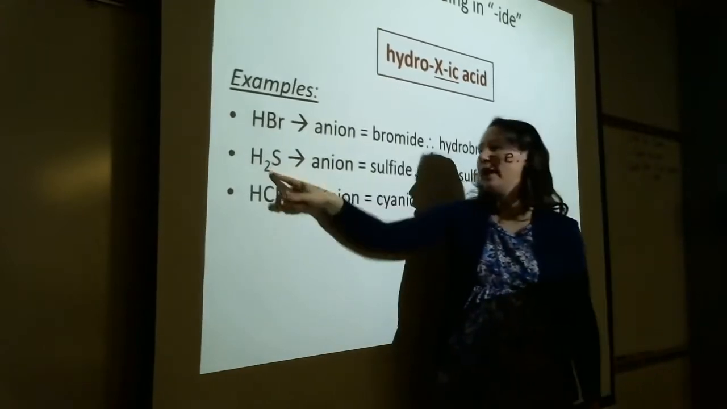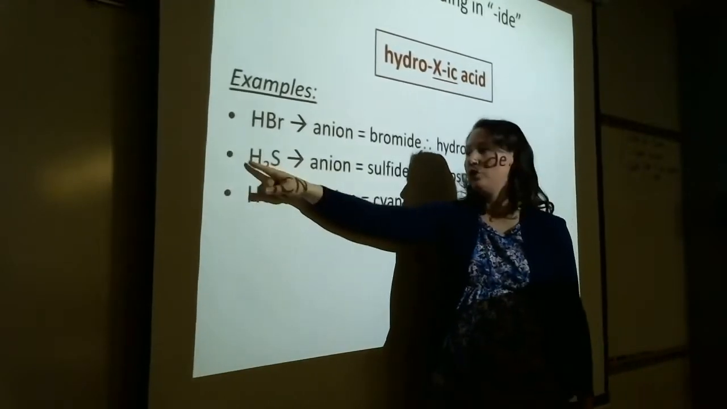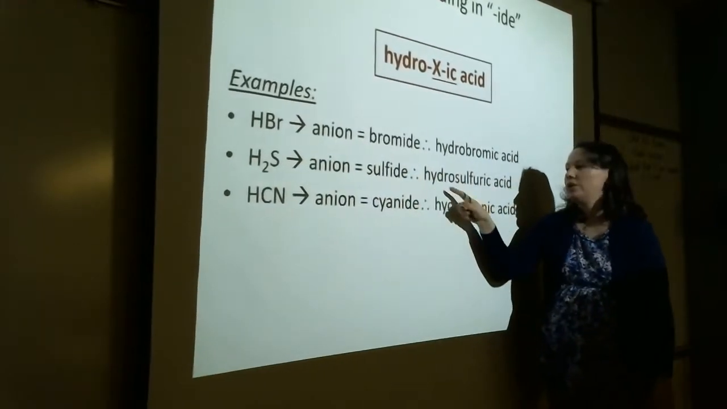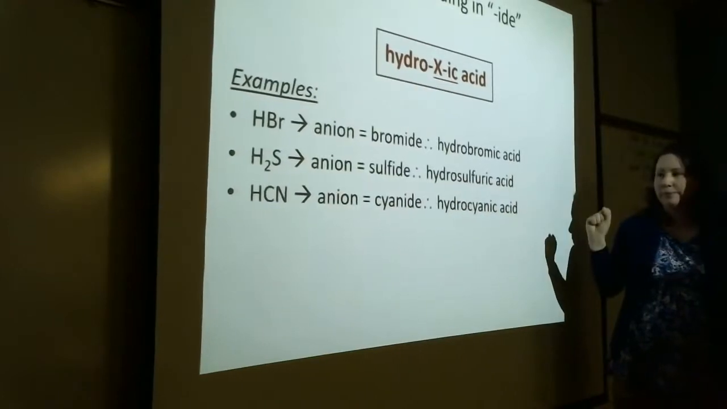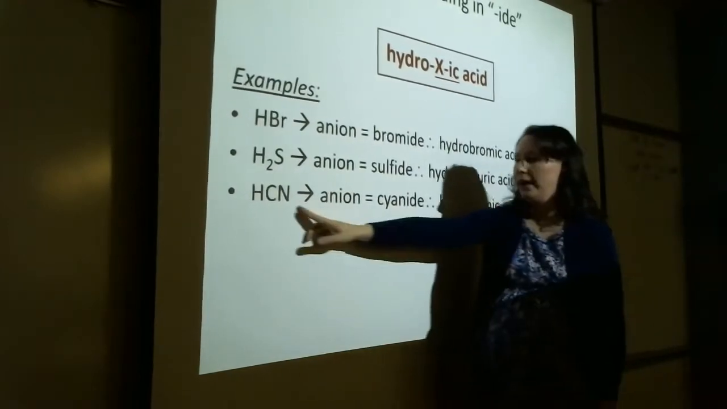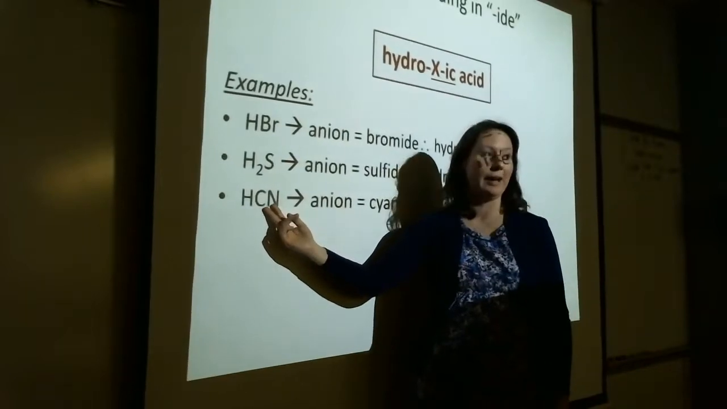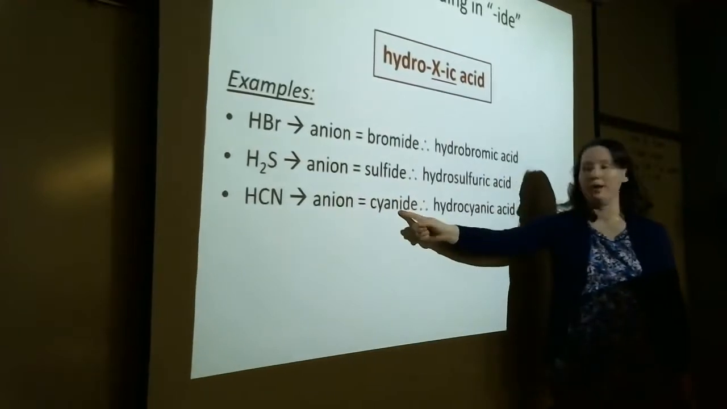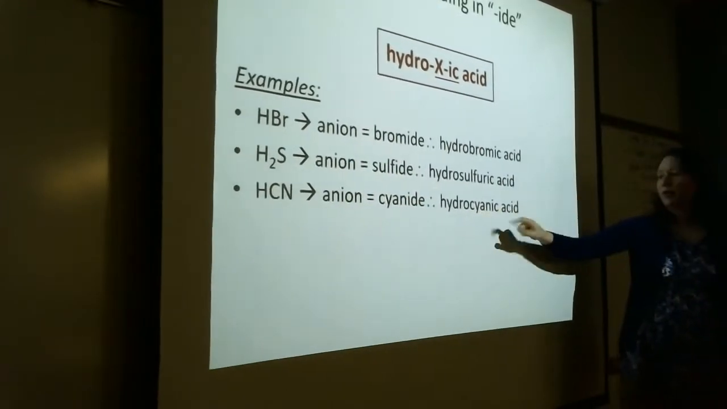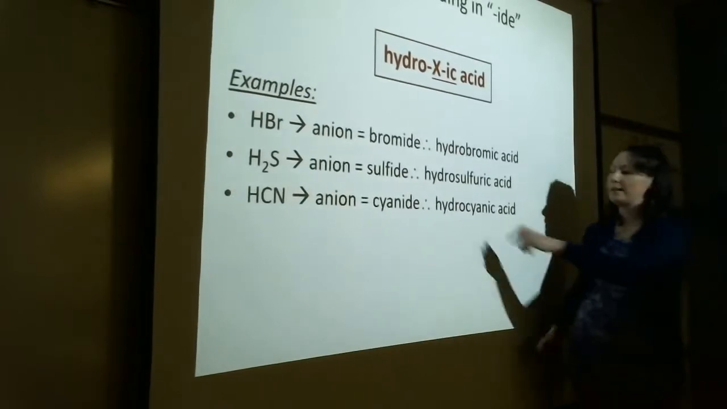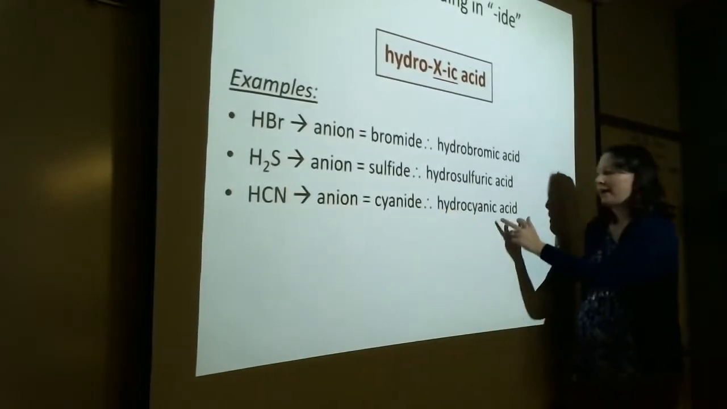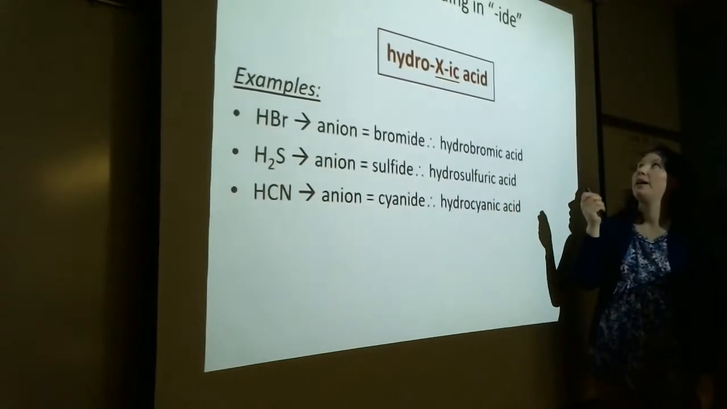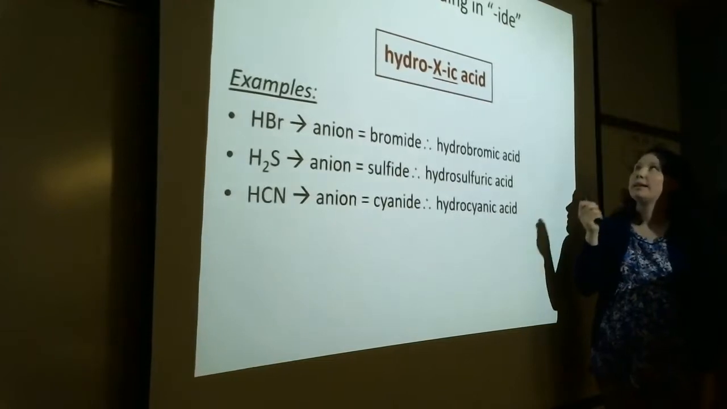If you're looking at H2S, that's H plus, there are 2 of them, and S2 minus, that's sulfide, right? Monatomic ion, so hydrosulfuric acid. And then here's a polyatomic ion, right? CN, that's cyanide. H plus, CN minus, cyanide is the anion, ending in "ide." So that will be hydrocyanic acid. Always has a hydro prefix, always has an ic acid suffix. Okay, that's when the anion of the parent ends in "ide."